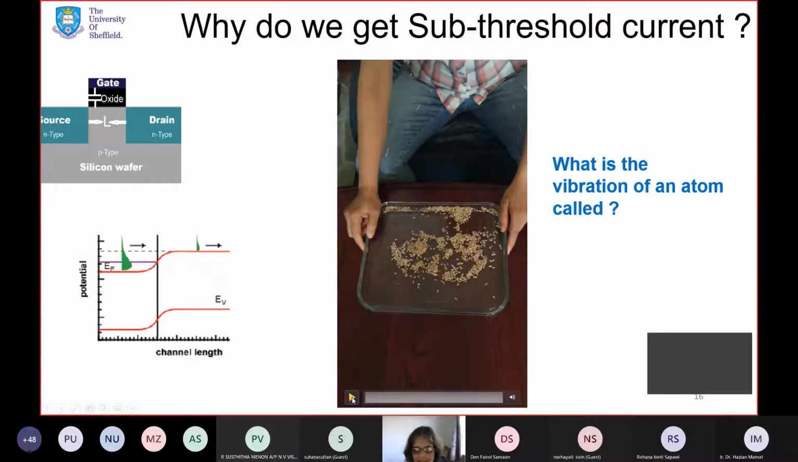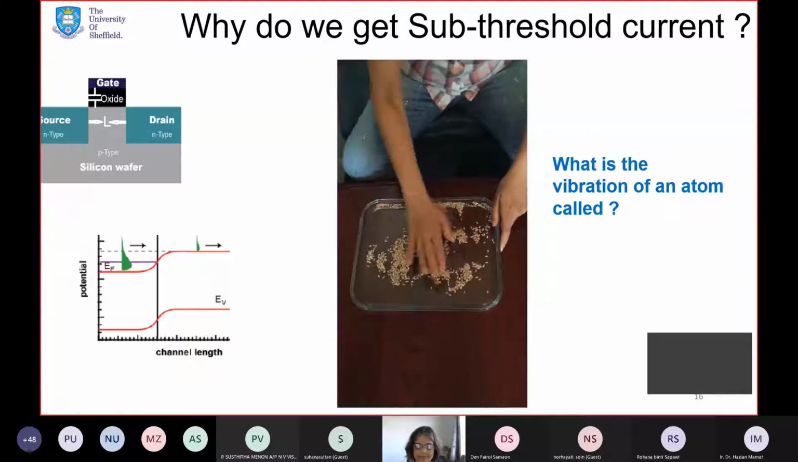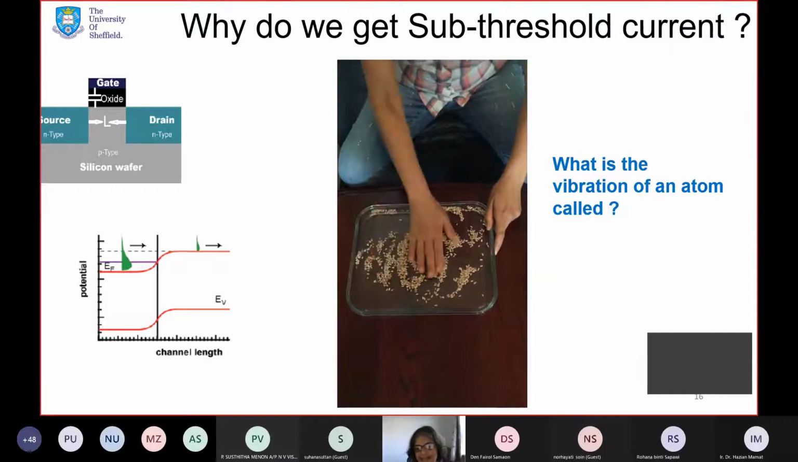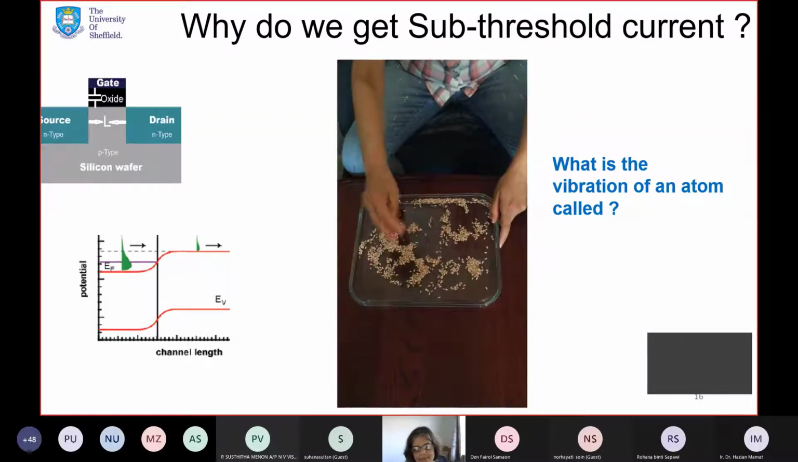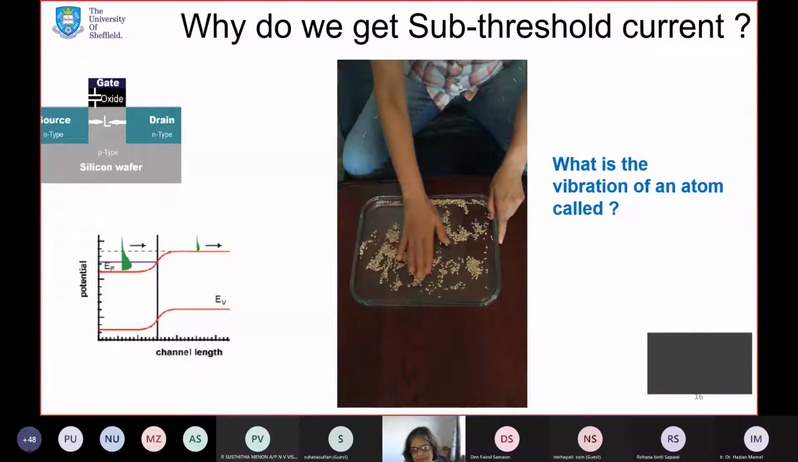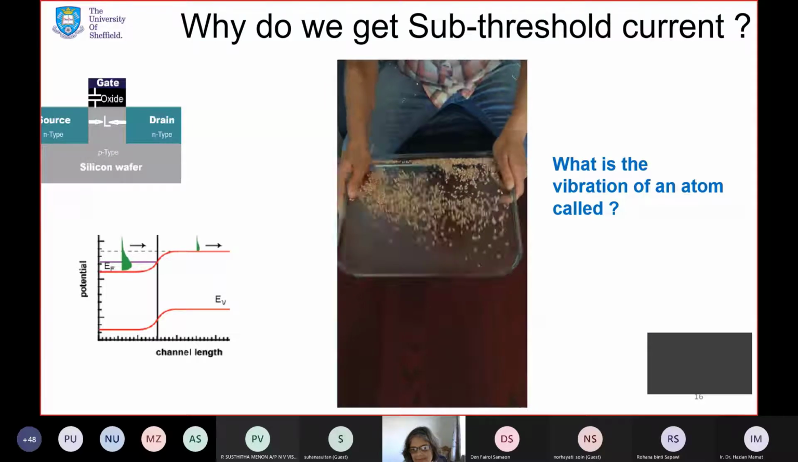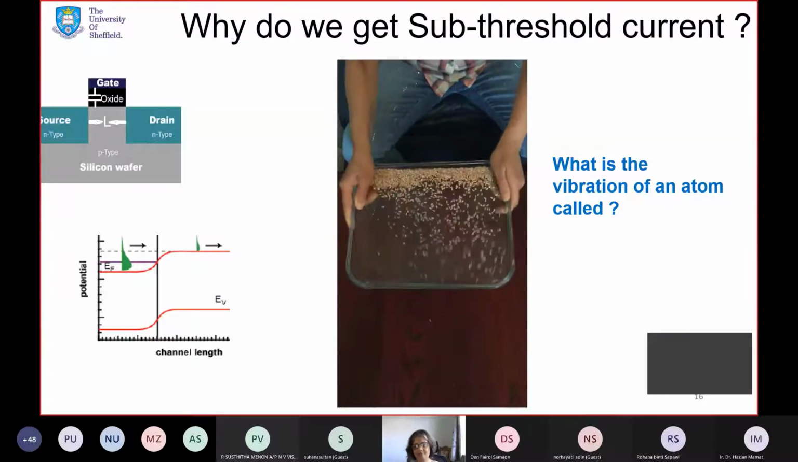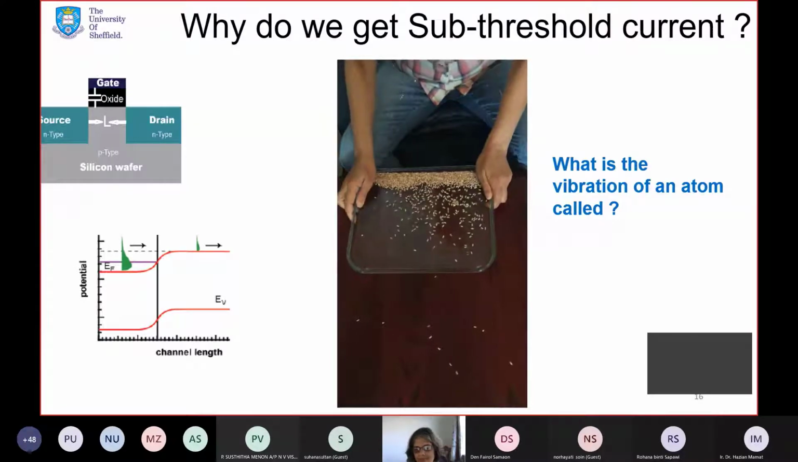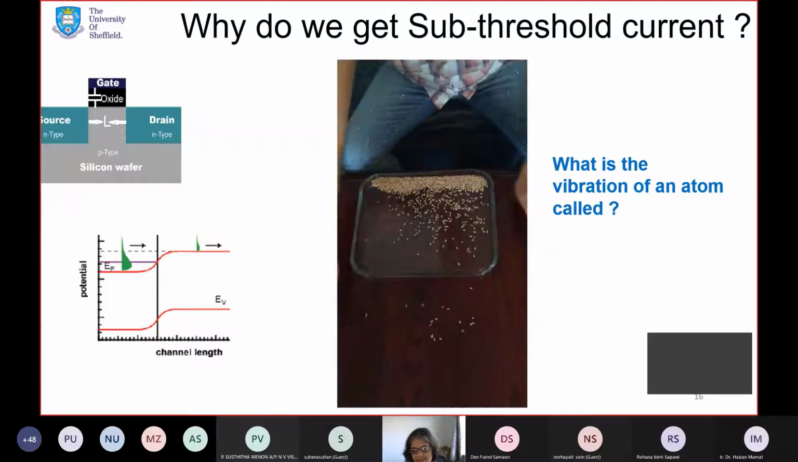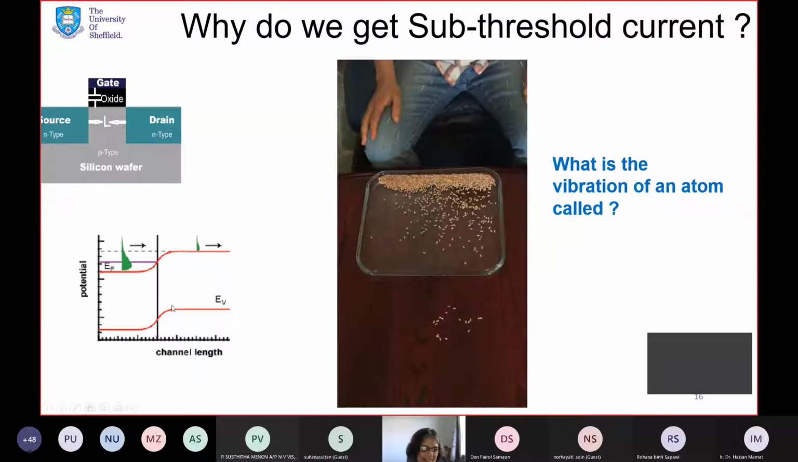Now, why do we get this subthreshold current? It is these electrons in the tail end of this Boltzmann distribution which have got sufficient energy from the thermal vibrations, called phonons, in order to cross this source to channel barrier.